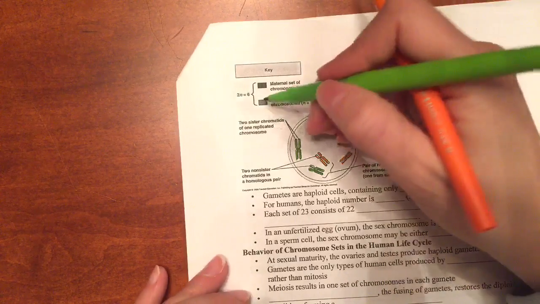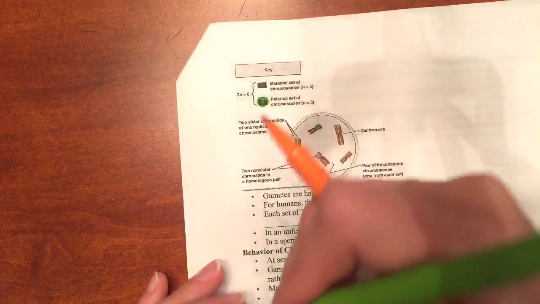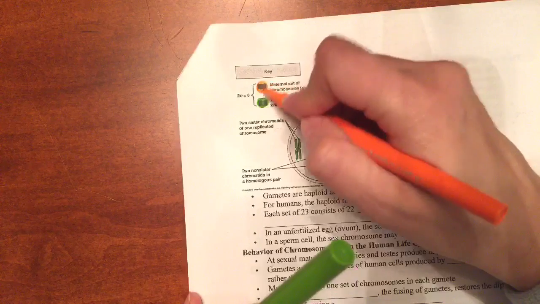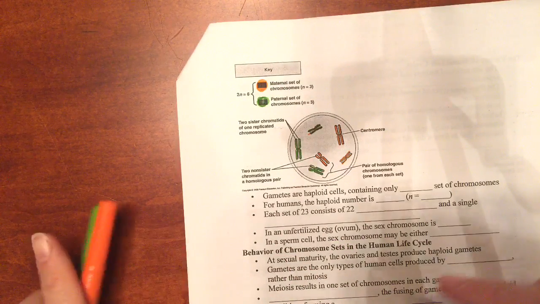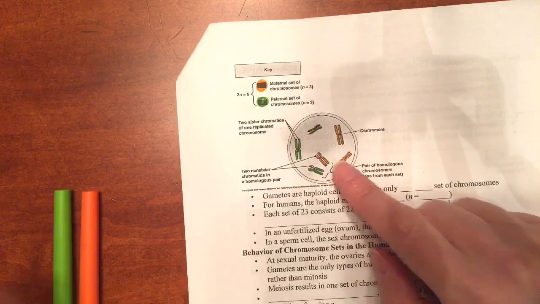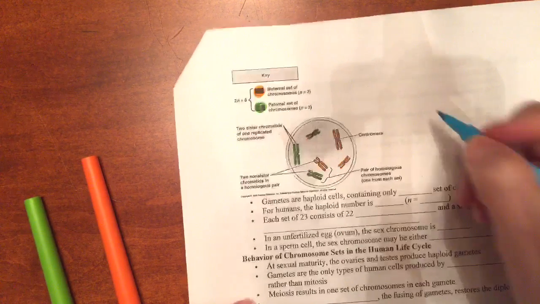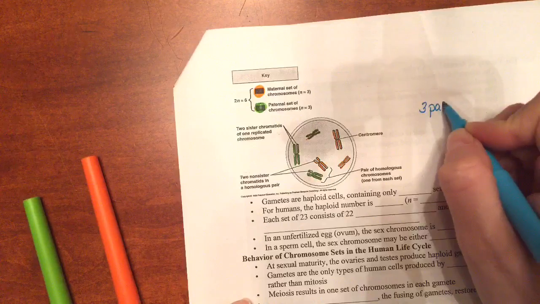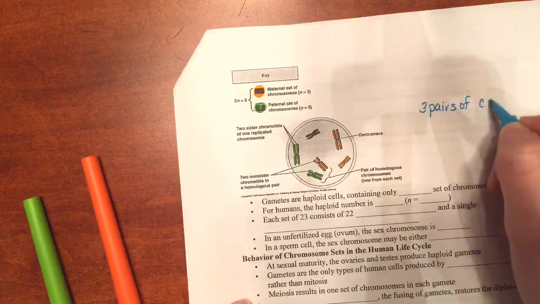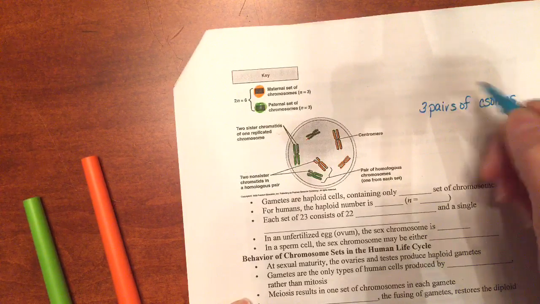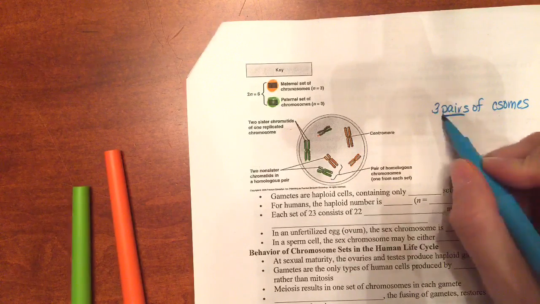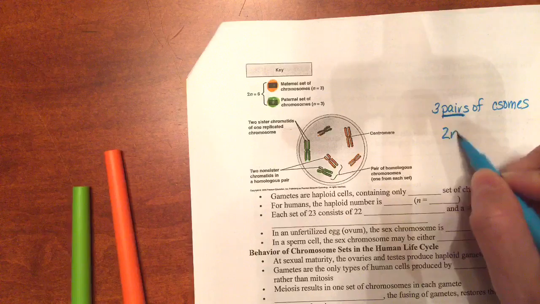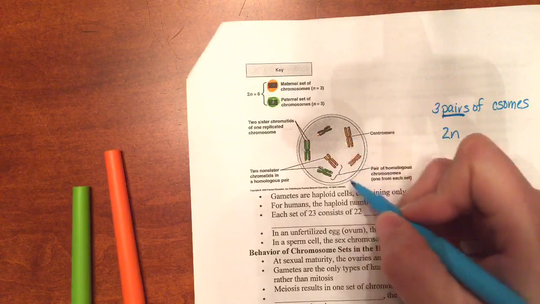Okay, and so the paternal, I'm just going to make this color here, and maternal. Paternal means from the father, maternal means from the mother. And so we have 3 pairs of chromosomes. So what do we know about this? There are 3 pairs of chromosomes. And so they're in pairs. So whenever they're in pairs, that tells us that this is a diploid cell. It has 2 of every kind of chromosome.